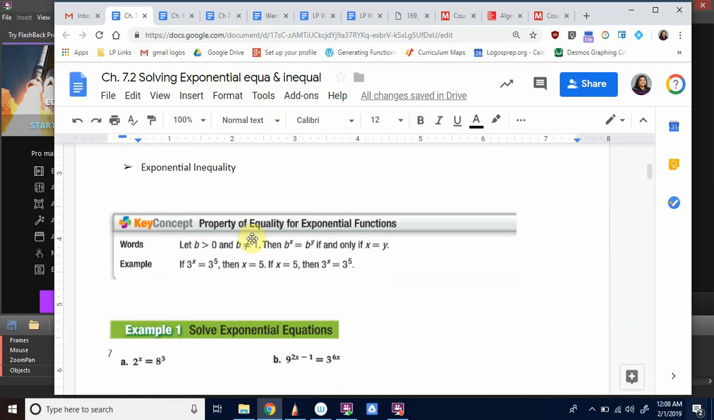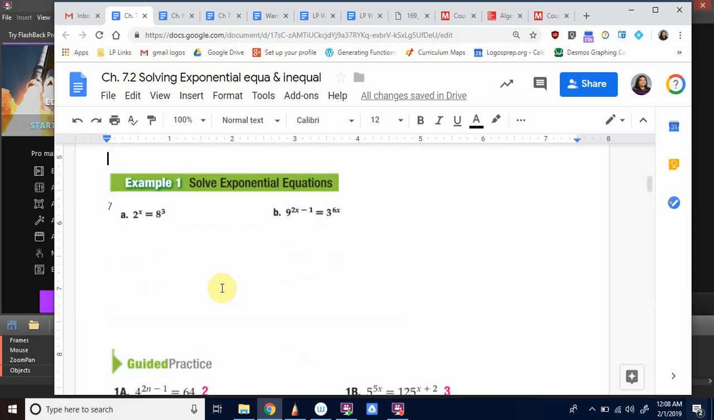So here's a key concept box. This is important. You need to know these properties. So the property of equality for exponential functions says, let b be greater than 0, but b cannot equal 1. So it says it has to be positive, any positive number except 1, basically. So b to the x is equal to b to the y if and only if x equals y. So what that says, if you have 3 to the x equal 3 to the 5th power, then x equals 5. All right, so let's try solving example 1.